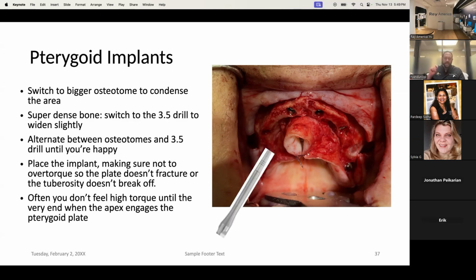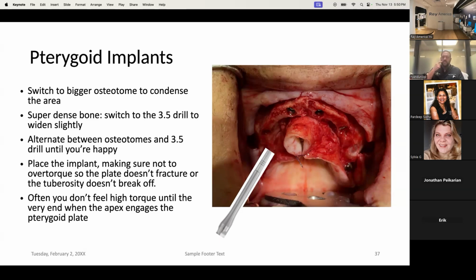After I get that release point into the pterygoid bone, I go back in with a larger osteotome. That's usually like a three millimeter, and I use the mallet and I tap that again. What this does is it widens the tuberosity bone for me and condenses the bone around the pterygoid plate.